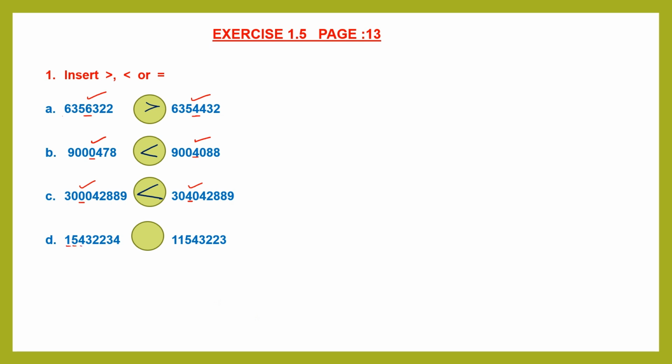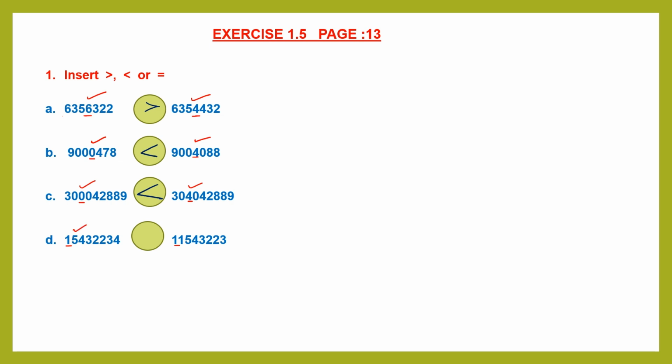1, 2, 3, 4, 5, 6, 7, 8. There are 8 digits here. Next one, 1, 2, 3, 4, 5, 6, 7, 8. There are 8 digits here also. So the number of digits is the same. We go to the next digit on the extreme left. So here we have 1 on the extreme left. Here also we have 1. It's the same.